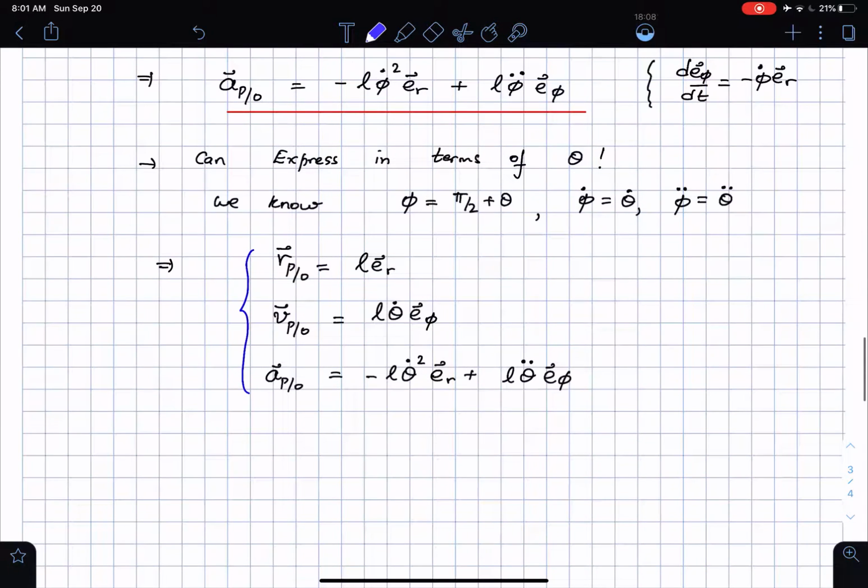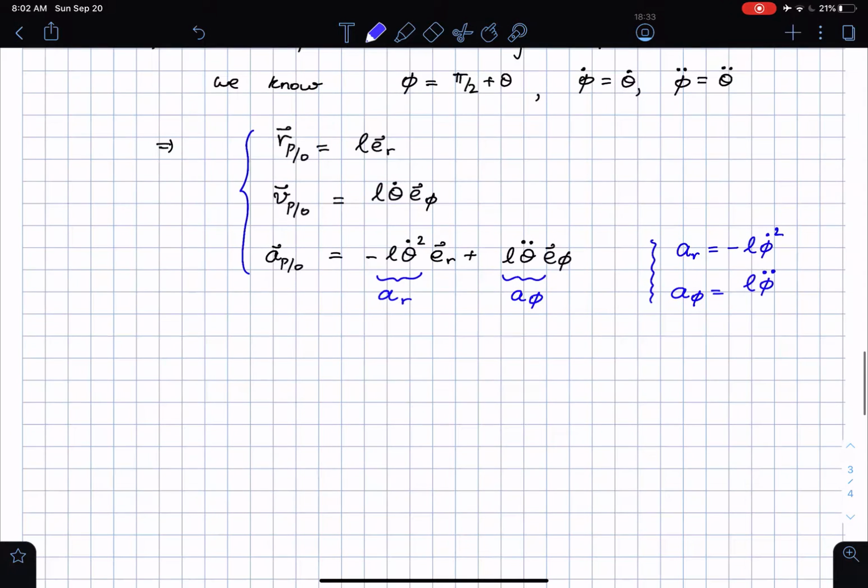And you also obviously know that this is going to be acceleration in the radial direction, acceleration in the phi direction. So AR is going to be minus L phi dot square. A phi is going to be L phi double dot. Okay, then what do I do after this? I come back, and if I have to do my equation of motion, I have to draw the free body and the kinetic diagram, and then perform force balance.